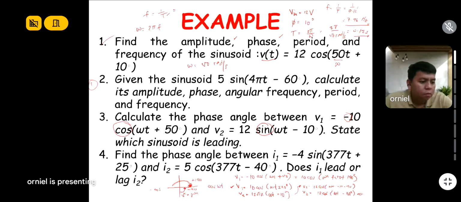Anybody who wants to try? The phase difference, or phase angle, between V1 and V2. If that's the case, express V1 in terms of the cosine function, and V2 also in terms of the positive cosine function.